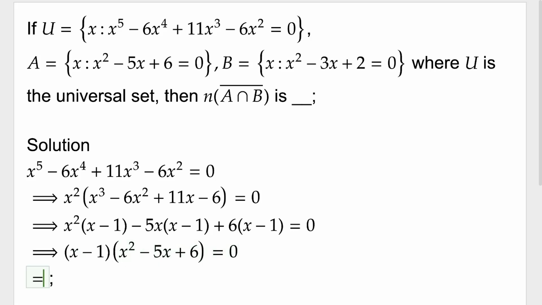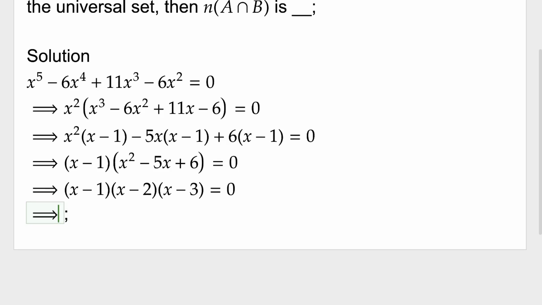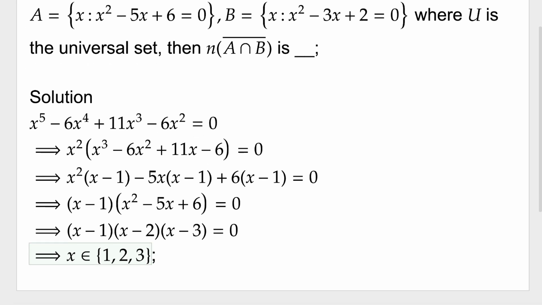And from this we can just factor out this quadratic. If you observe here, this is nothing but x square minus 2x, this minus 5x can be written as minus 2x and then minus 3x. So from that we can write this as x minus 2 times x minus 3. So from this cubic equation we are getting three distinct values. So we can clearly say that x will belong to this particular set, that is 1, 2 and 3. So this represents my universal set. So my universal set contains the elements 1, 2, 3.